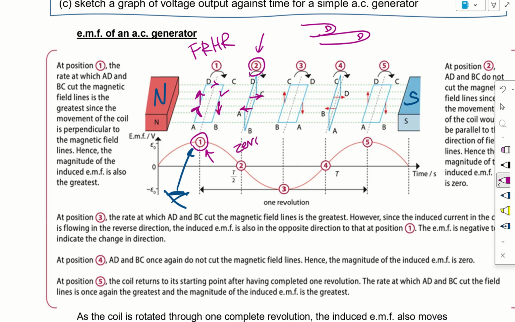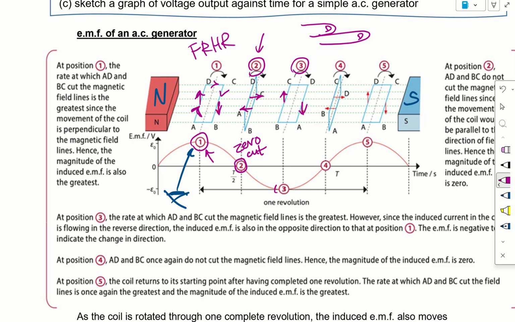That means zero change in external magnetic field at that moment. So that's why at position 2, the induced EMF is actually 0. But as we continue to turn, at position 3, whereby the force is again perpendicular to the external magnetic field, there is maximum cutting, therefore there will be maximum EMF.